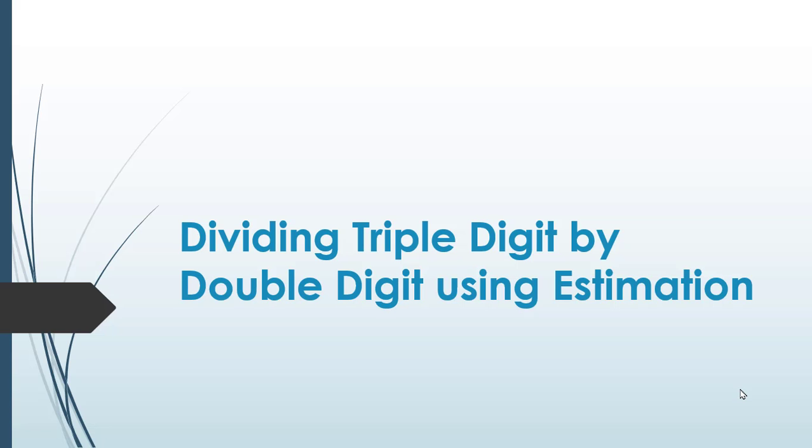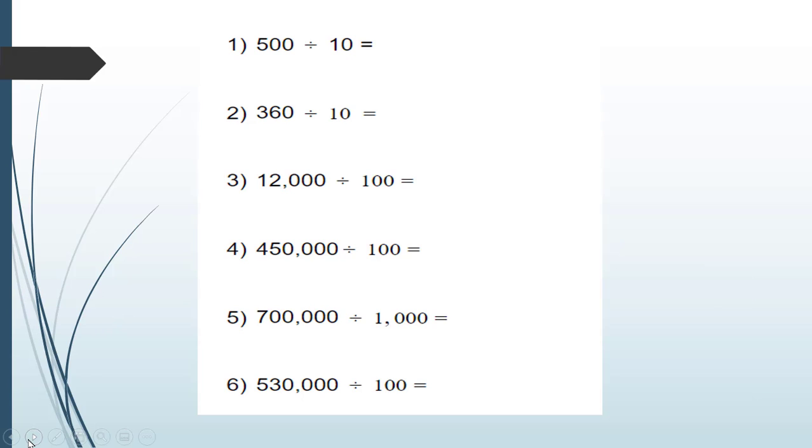Today we're going to divide triple digit by double digit using estimation. Okay, so when we look at our first problem here, we see 500 divided by 10. So we're going to think about what those numbers are called and what it means.